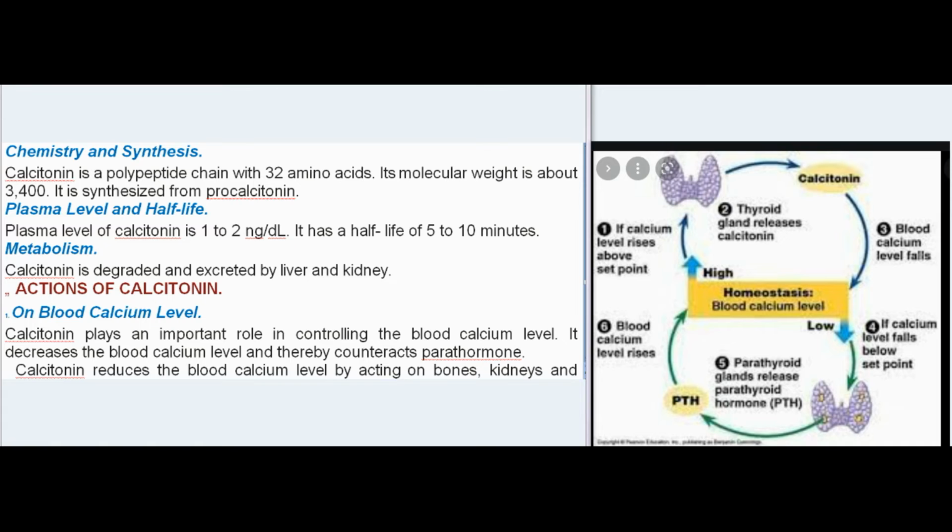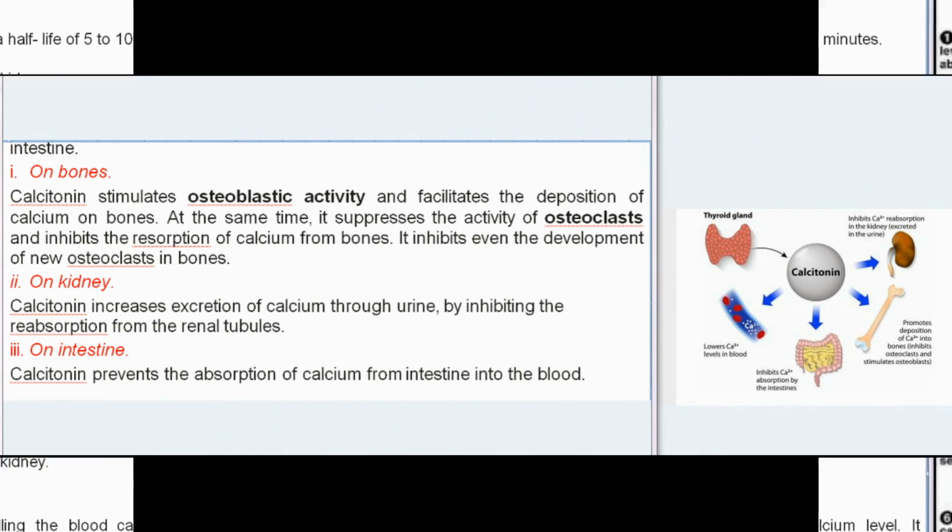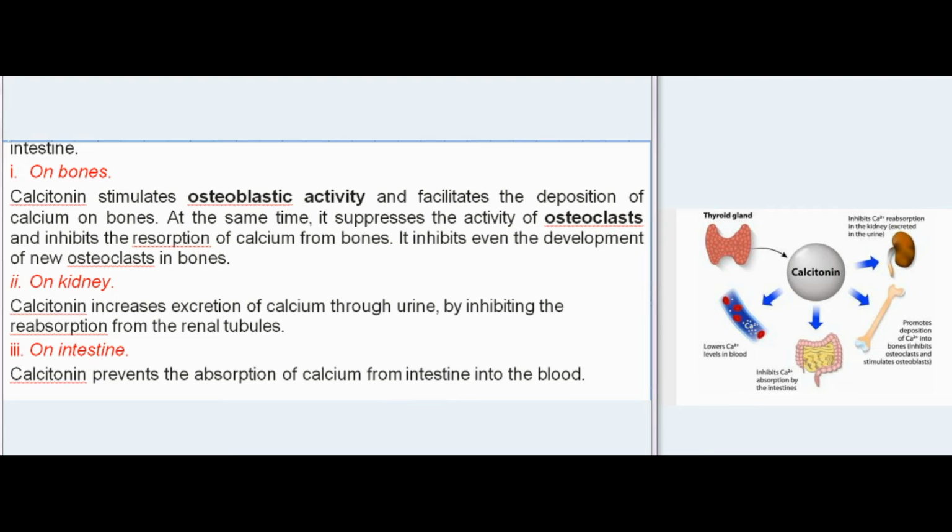Actions of calcitonin. On blood calcium level. Calcitonin plays an important role in controlling the blood calcium level. It decreases the blood calcium level and thereby counteracts parathormone. Calcitonin reduces the blood calcium level by acting on bones, kidneys and intestine. On bones. Calcitonin stimulates osteoblastic activity and facilitates the deposition of calcium on bones. At the same time, it suppresses the activity of osteoclasts and inhibits the resorption of calcium from bones. It inhibits even the development of new osteoclasts in bones.